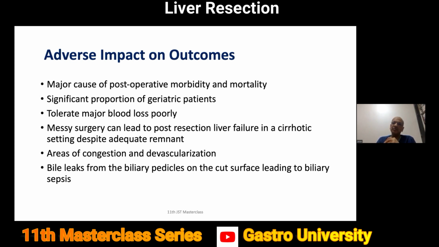Messy surgery can lead to post-resection liver failure in a cirrhotic Child's A well-compensated patient despite an adequate remnant of more than 40%. So blood loss per se can lead to post-resection liver failure, and when you're operating in a bloody field, you can damage other veins or vessels, leading to devascularized areas in the remnant, and that is another major cause of post-resection liver failure. And then once the field is messy, you don't know where the bile ducts are. Cut surface bile leaks are quite common, leading to bilomas, bile peritonitis, and subsequent sepsis, which is the ultimate common pathway for the demise of these patients.